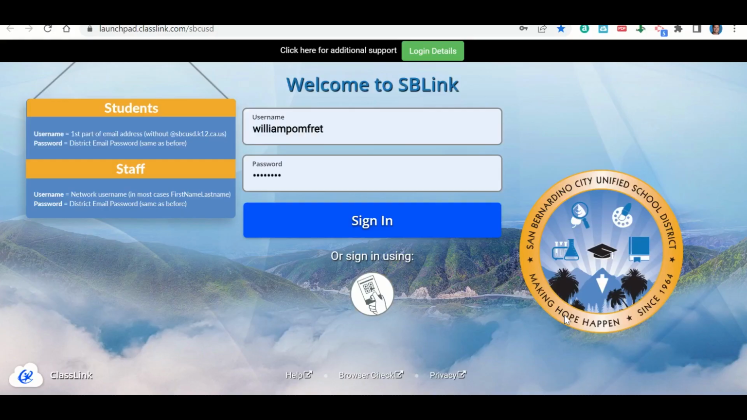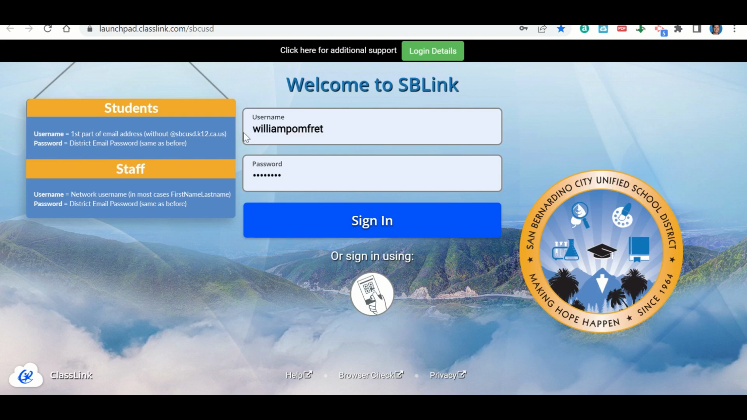Let's talk now about how to access your assignments on IXL using SBLink. So what you'll do is you'll click on the link that takes you to your SBLink, which should look like this, and you're going to log in the same way you would log into your computer.